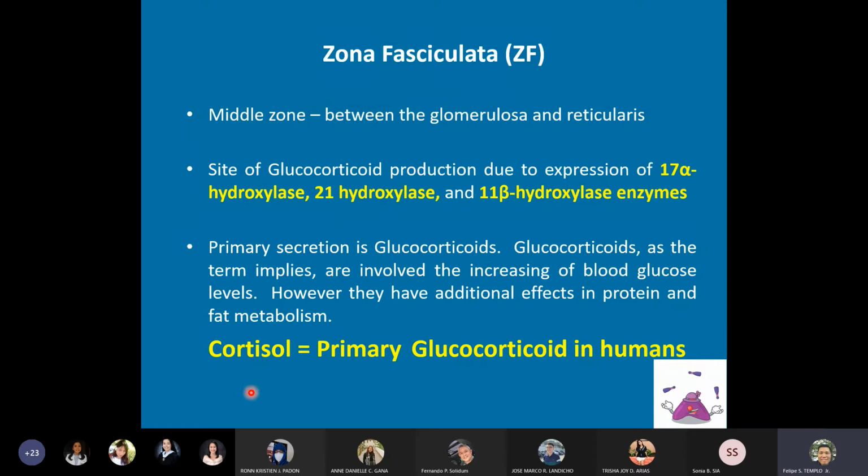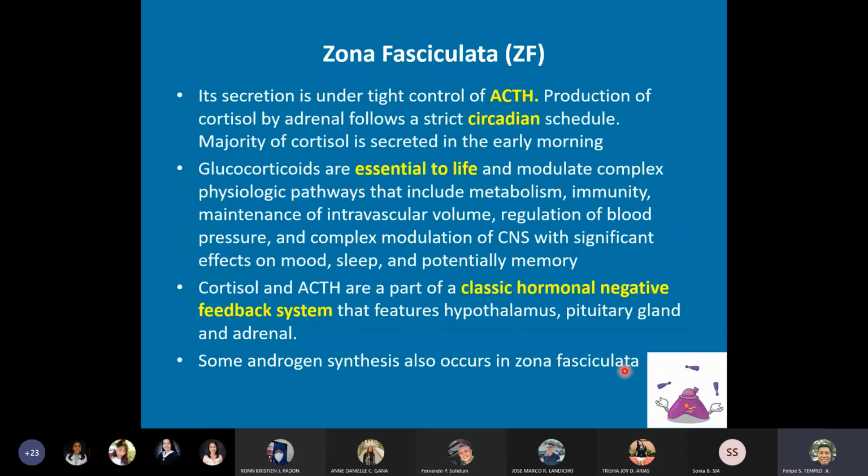So for the site of production, take note of these important enzymes: 17-alpha hydroxylase, 21 hydroxylase, and 11-beta hydroxylase. Everything that I put in yellow is important in the synthesis. In the zona fasciculata, cortisol is your main glucocorticoid. Now take note, the glucocorticoids are essential to life and modulate complex physiologic pathways. Why did I put essential to life? Take note, the adrenal medulla is actually not essential to life. If you don't have adrenal medulla, you can survive, but you don't have your fight or flight reactions. So probably you are not reacting if you are chased by animals or have sudden fear or short-term stress.